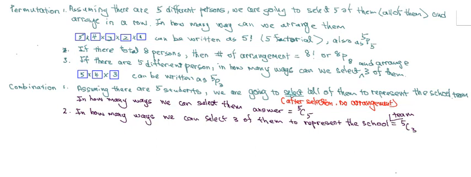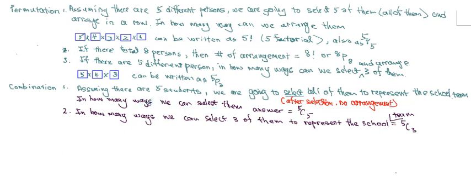Okay, therefore, for combination, ABC, ACB, BAC, all these are considered the same way. That's only considered one way. Therefore, the number of combinations will be less. Okay.